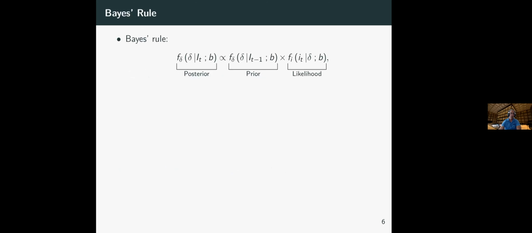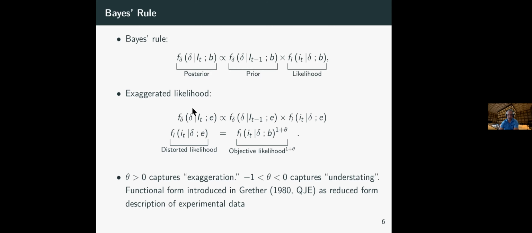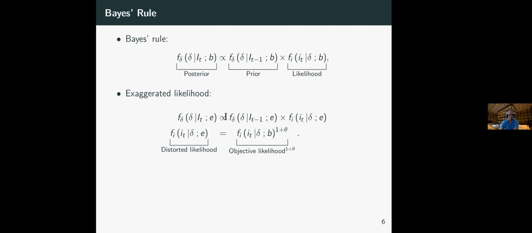All right, what's Bayes' rule? The posterior beliefs about delta are proportional to the prior times the likelihood. We all know that. What is this distortion here? It's going to be exaggerated likelihoods. So when I put the colon B, that means Bayesian. Colon E is going to be exaggerated likelihoods, just to keep these two beliefs distinct because they look the same. Posterior is proportional to prior times likelihood. The only difference is the agent uses the wrong likelihoods.